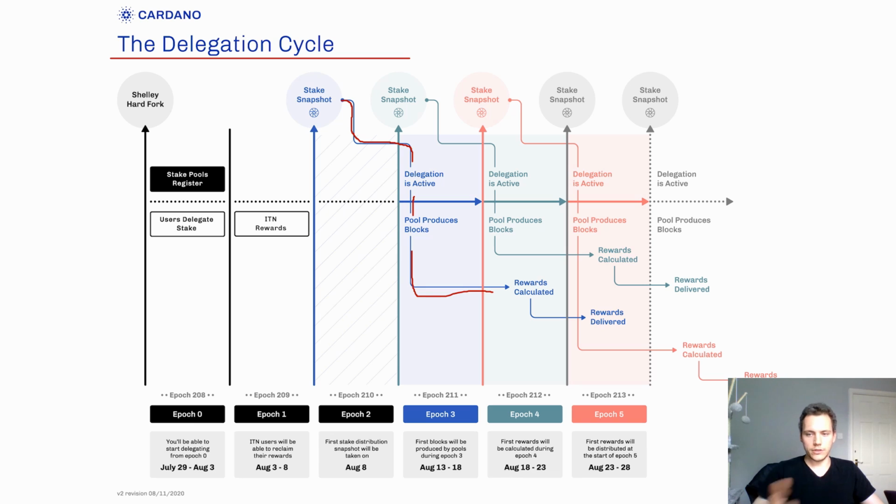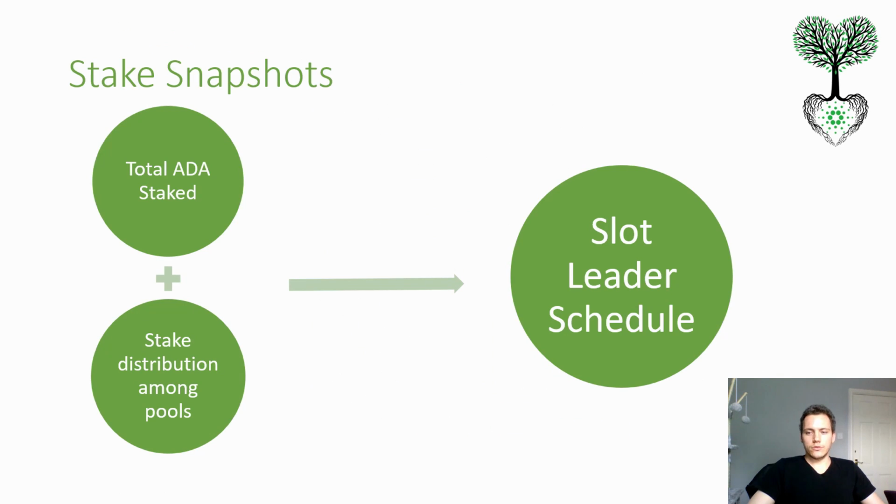Just so you know, I'm going to be going back and forth between this graphic and the other content of the presentation. So the first piece of the puzzle are the stake snapshots. Now, why are they important? They essentially capture the state of stake distribution among pools, as well as the total amount of ADA staked at the end of an epoch or at the beginning of the next epoch. Whichever you choose is fine, because it happens at the boundary.